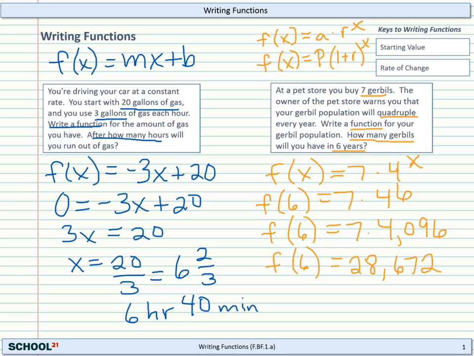So what did we learn here? Well, really, we want to pay attention to the starting value, whether we're in a linear situation or an exponential situation, and also the rate of change. Once you know those two values from your descriptions, you can simply put them into the standard form of your linear or exponential equation, and then you can figure out really important information like when you're going to run out of gas or how big of a house you need for all those gerbils.